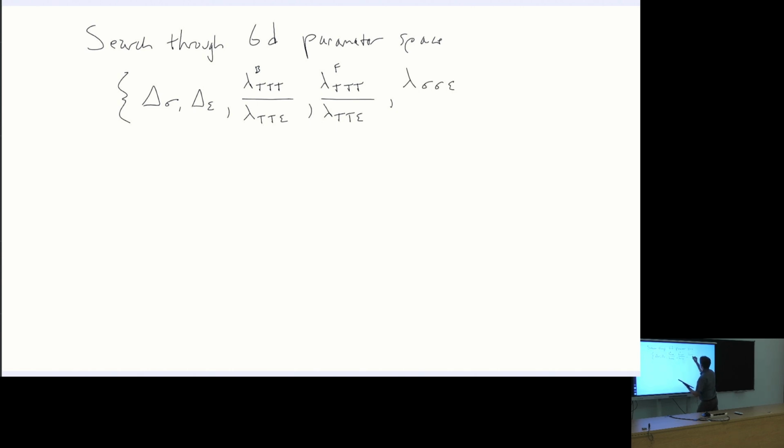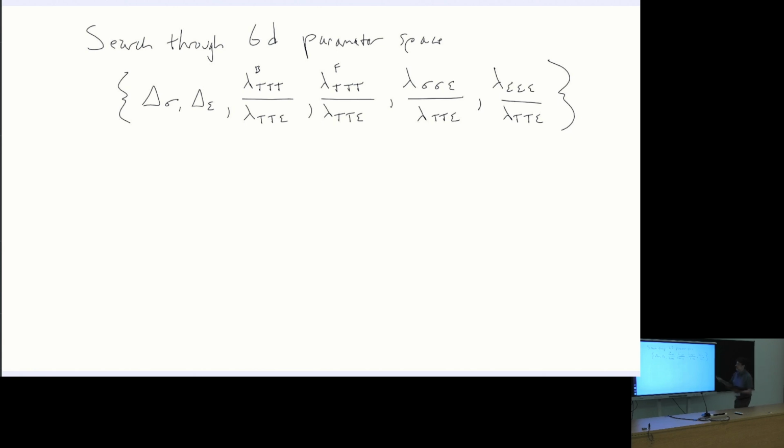There's the sigma sigma epsilon coefficient. And there's the epsilon epsilon epsilon coefficient. Here we've chosen to normalize by TT epsilon, basically because that helps make it easier to avoid the region where the stress tensor becomes completely decoupled from sigma and epsilon. But one can make other choices there and get the same results.